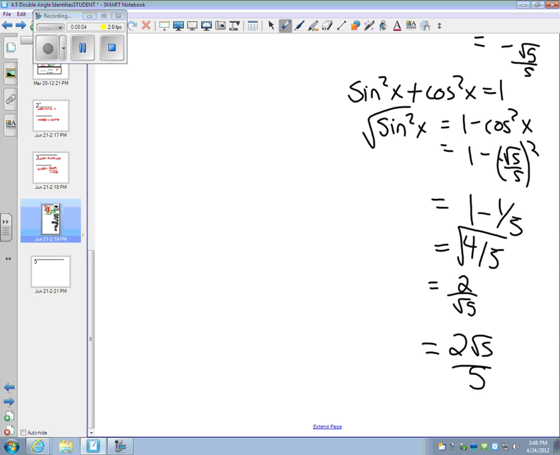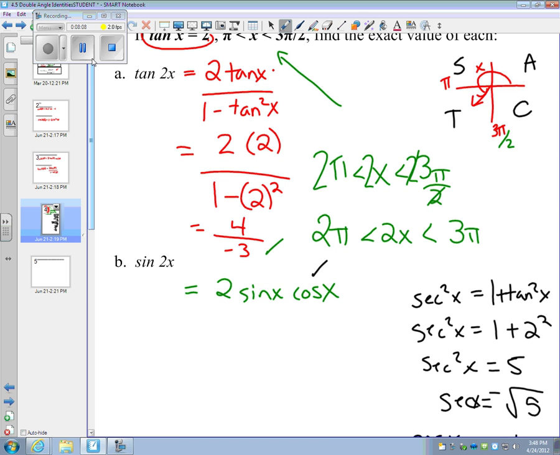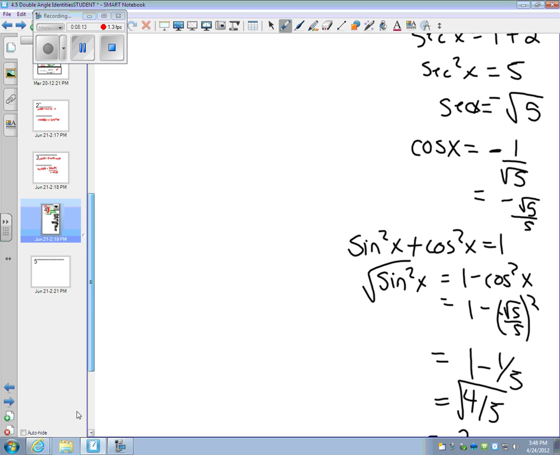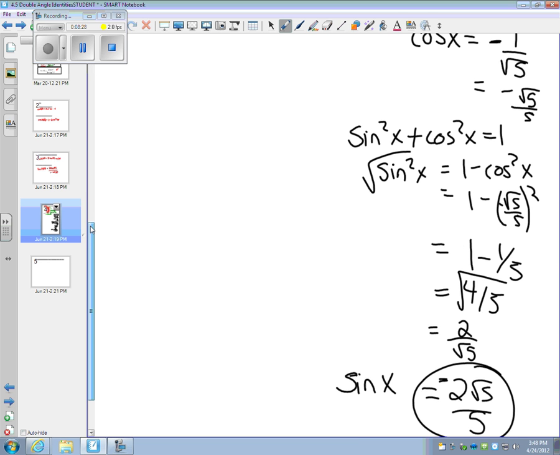Look at the quadrant that x is in. x is still in this quadrant right here, so that is going to be a negative there. So we have an answer for sine x. Woo, somebody threw something at the window, or a bird. I just got scared. Okay, sine x is equal to negative, and there is cos x.